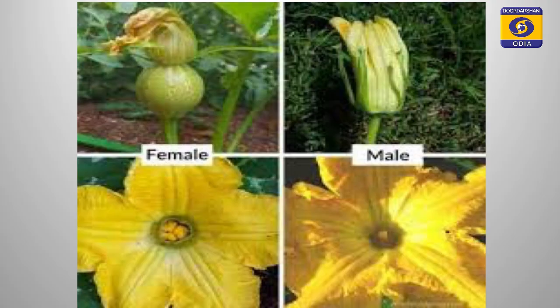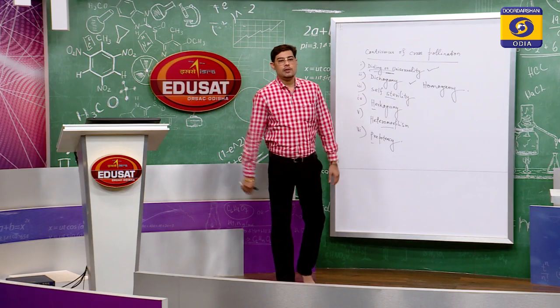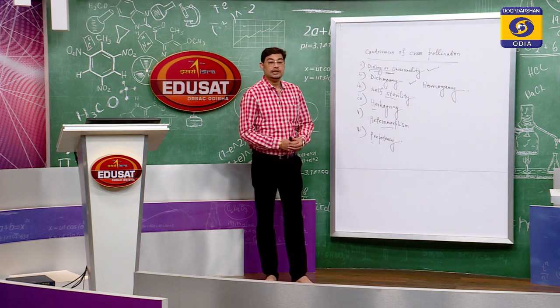Now, you can see this is a cucurbita plant, this pumpkin plant with both male and female flowers. When a single plant bears both male and female flowers, naturally the chances of geitonogamy are more, which genetically is a type of self pollination, but ecologically is a type of cross pollination. So, this is something about dicliny or unisexuality.